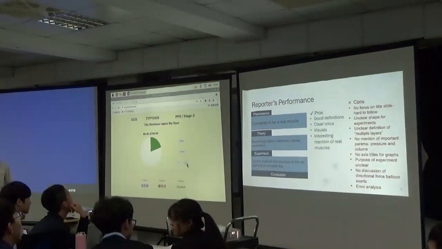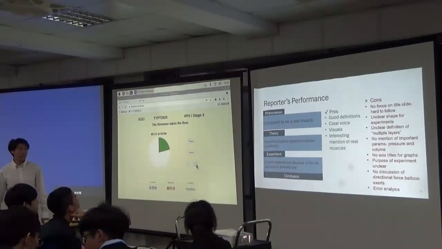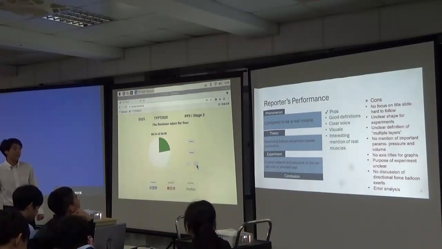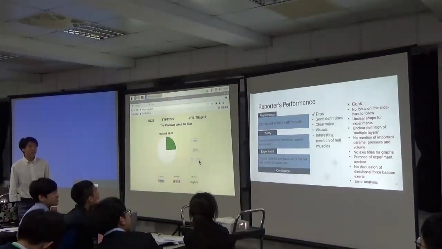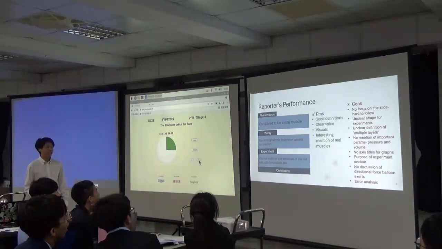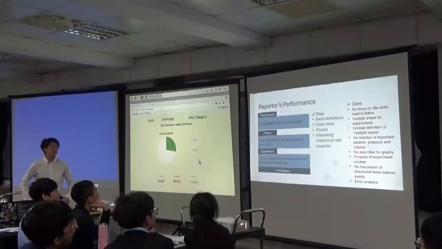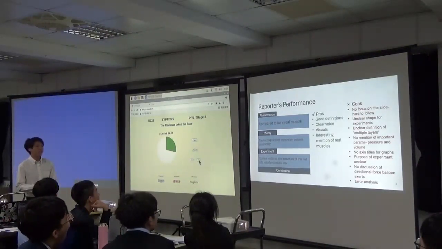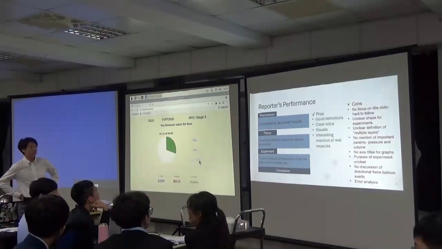tear of the muscle. Some of the pros were that they had good definitions, they had a clear voice when talking, they had visuals to represent their ideas, and they had interesting mention of real muscles. However, they had no focus on the title slide. Their focus literally had 10 slides into the presentation, so it's really hard to follow. It was an unclear shape for the experiments, like is it spherical, is it cylindrical, which balloon are you using for which experiment? It was really unclear.